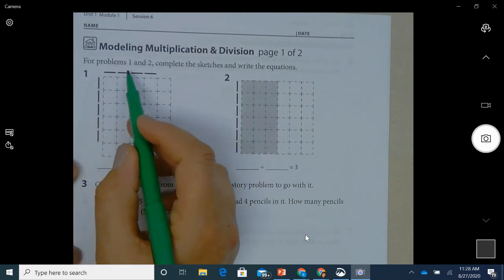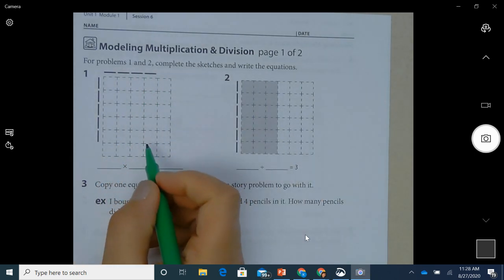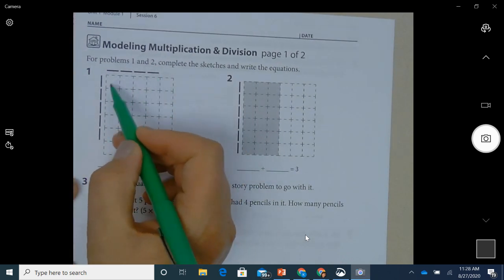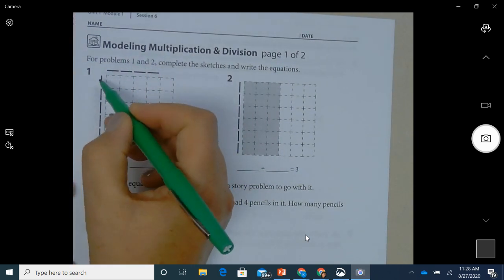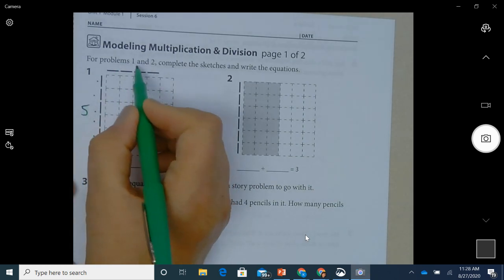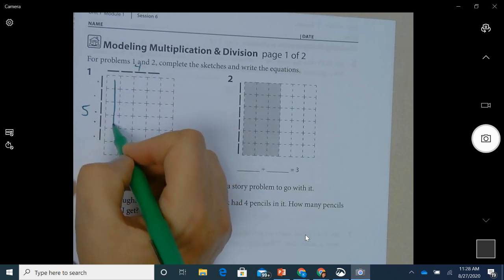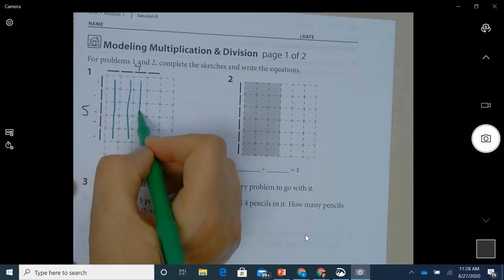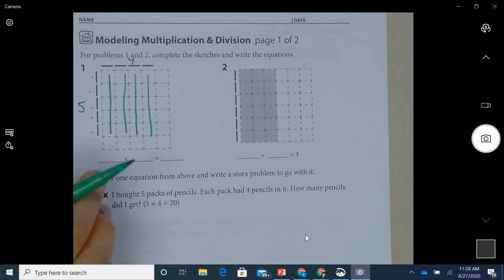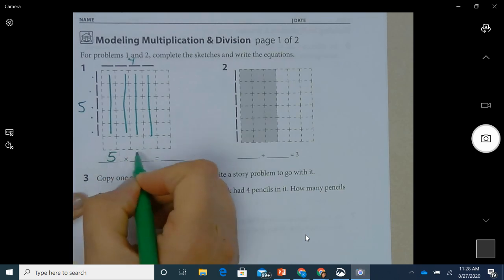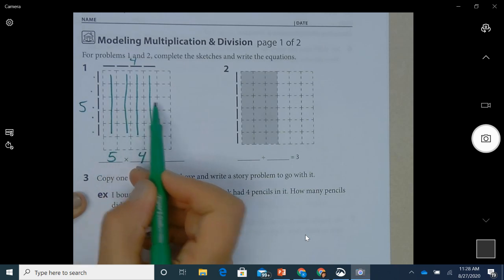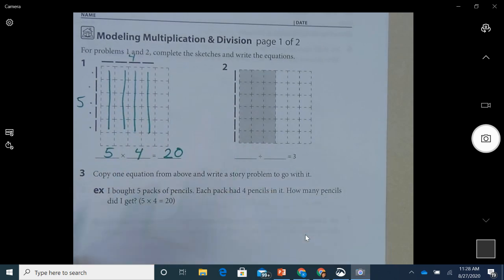Okay, so I'm going to go to page 5, and it's modeling multiplication and division. For problems 1 and 2, complete the sketches and write the equations. So if I count my lines on the top here and on the side, I have 1, 2, 3, 4, 5 here, and I have 1, 2, 3, 4 at the top. If I complete this sketch, that means all of these tiles are filled in for that equation. And it equals 5 times 4. And I know if I count by 5s, 5, 10, 15, 20, that equals 20.